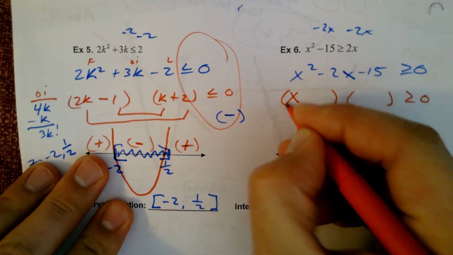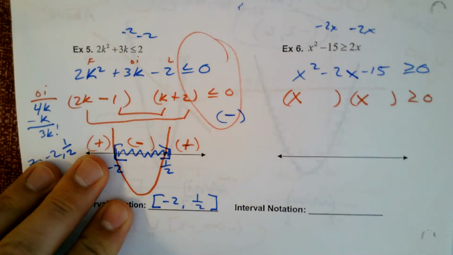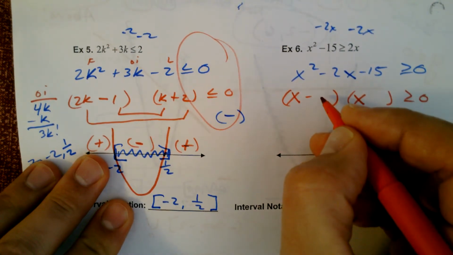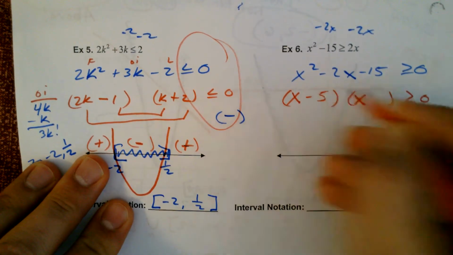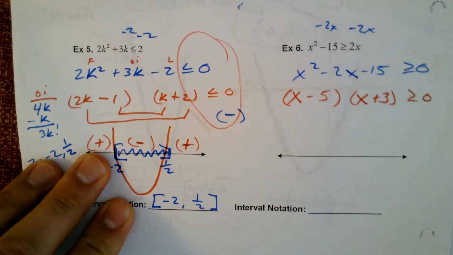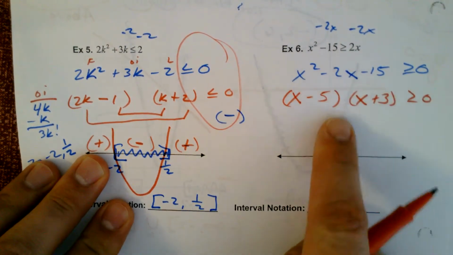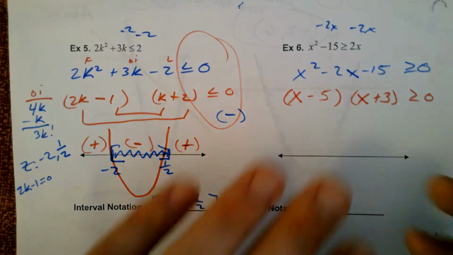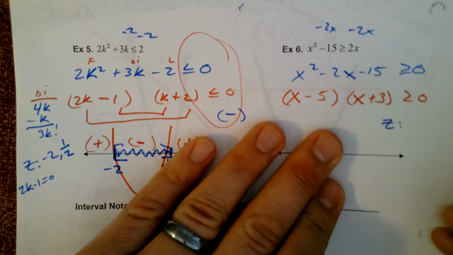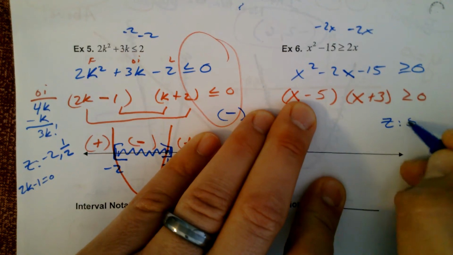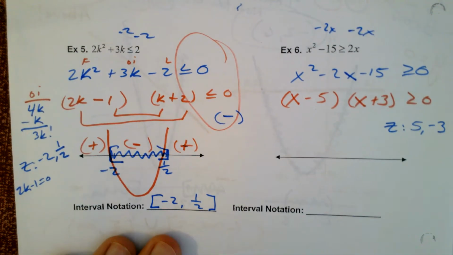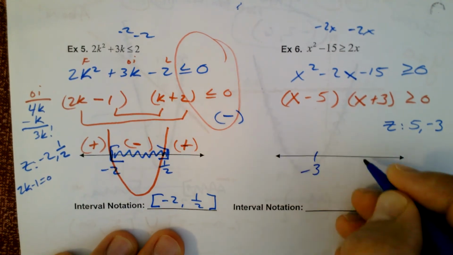What are factors of -15 that add up to -2? -5 and +3. Is that what I heard? Multiply together is -15. Added together is -2. So fantastic. Zeros: set each quantity equal to 0 and solve. You get 5 and -3. That's what we put on the number line. And then we do our testing.